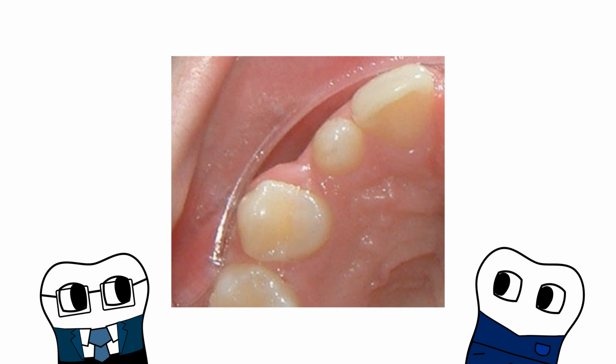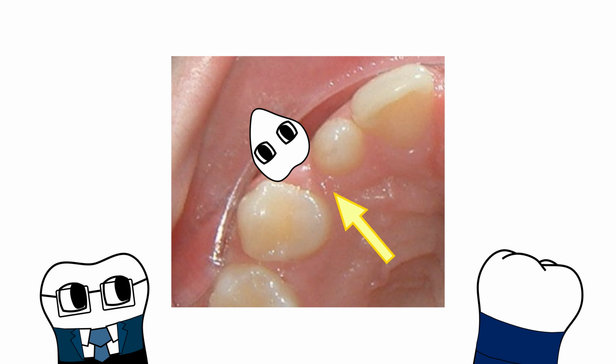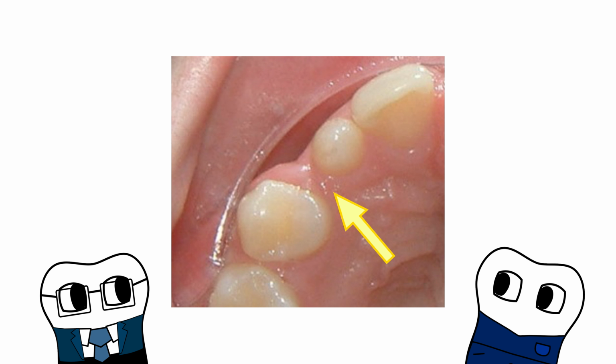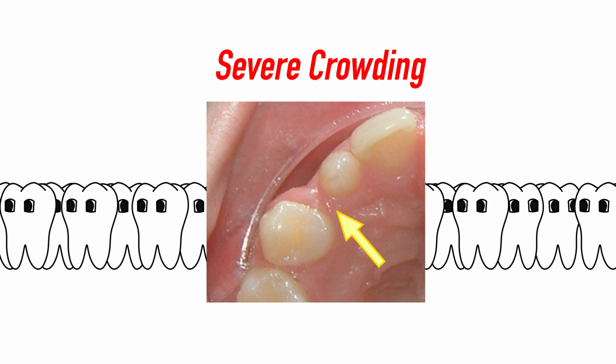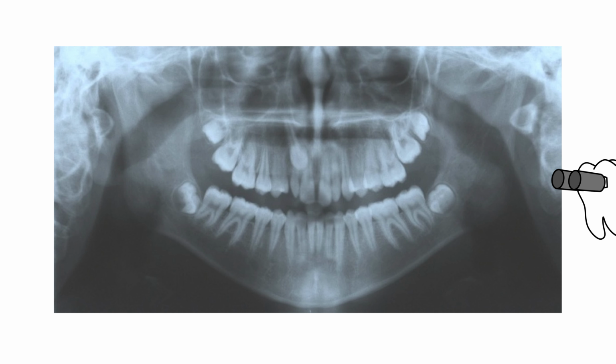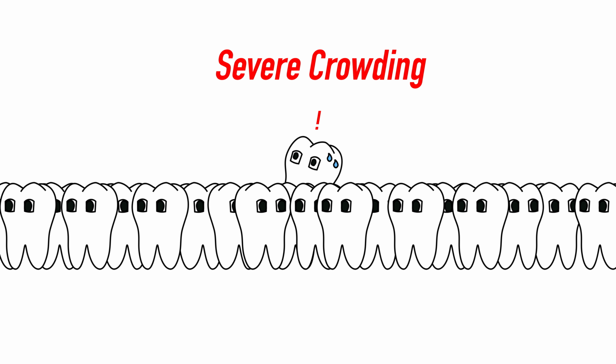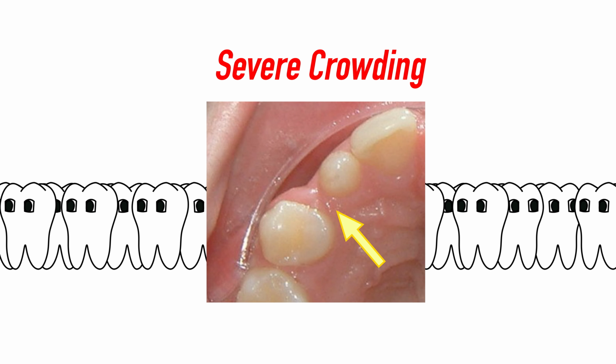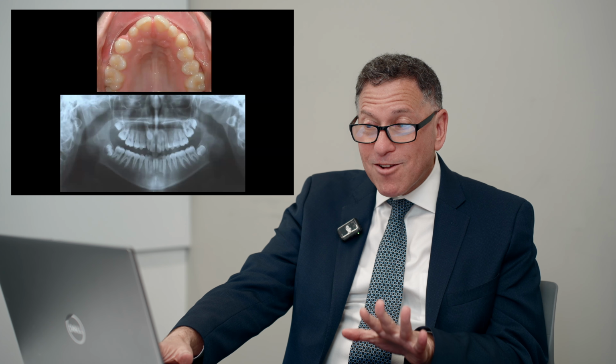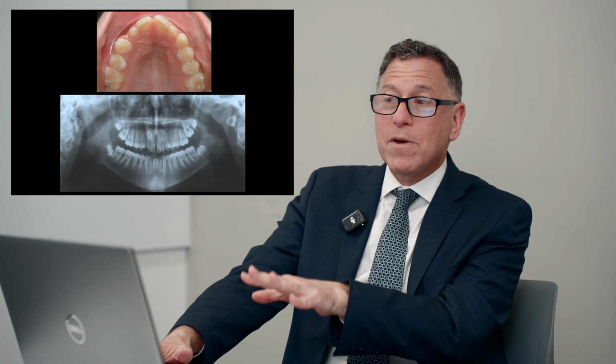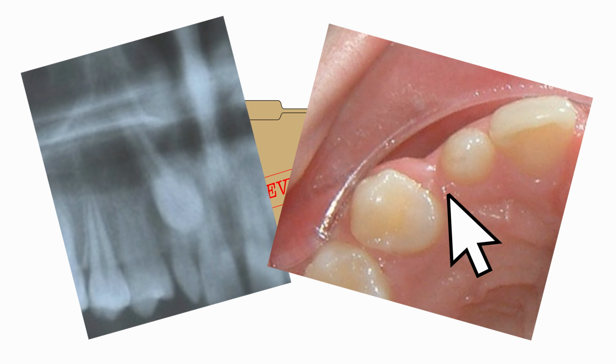Very important step. Is there enough space for number 6 to erupt? I don't think there is enough space for number 6 to erupt. So that is called severe crowding. Important to recognize an impacted tooth, and number 6 is impacted. It's also important to recognize severe crowding, lack of space. Not all impacted canines are due to lack of space, but here we can make that association based on the evidence in front of us.